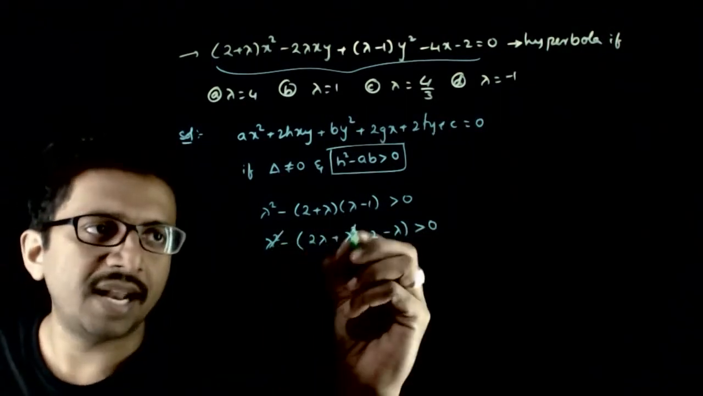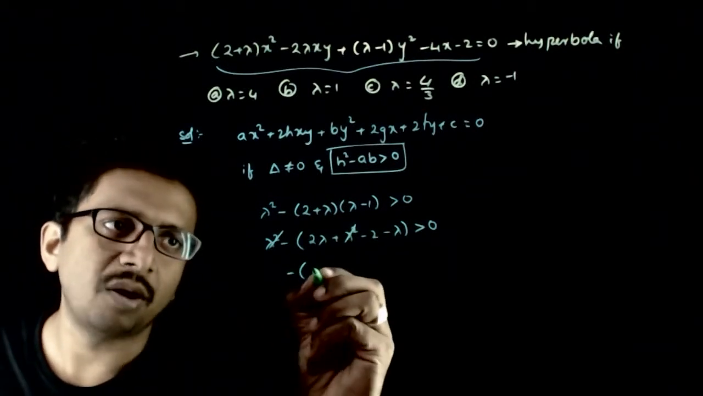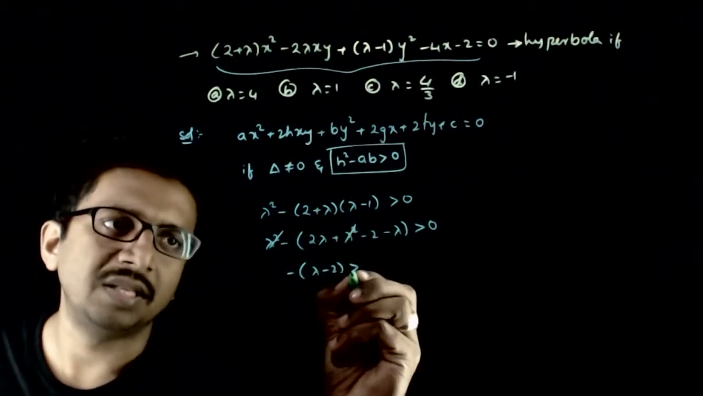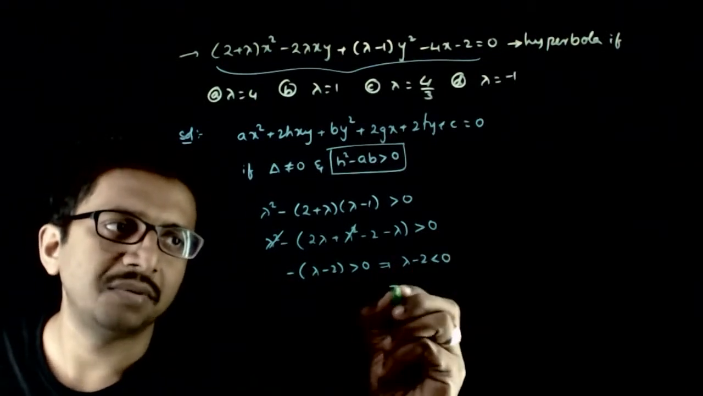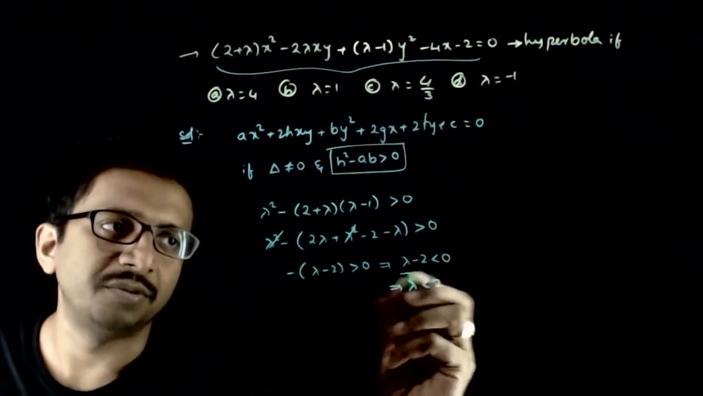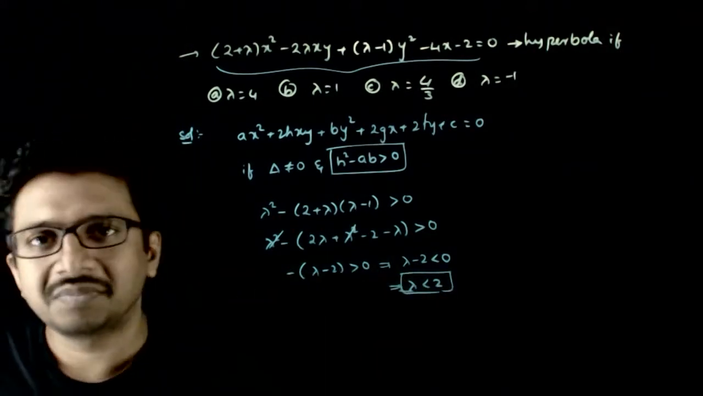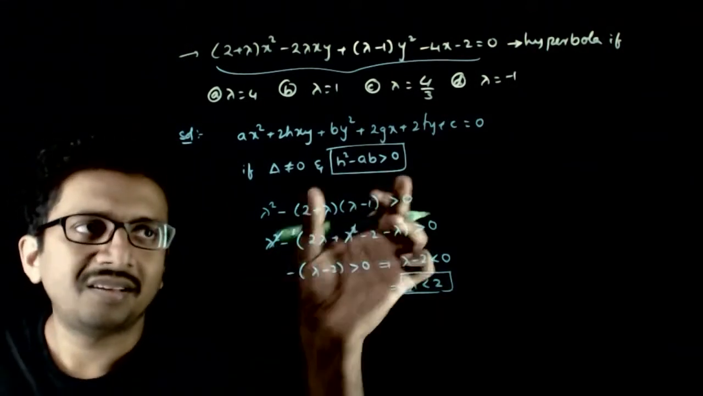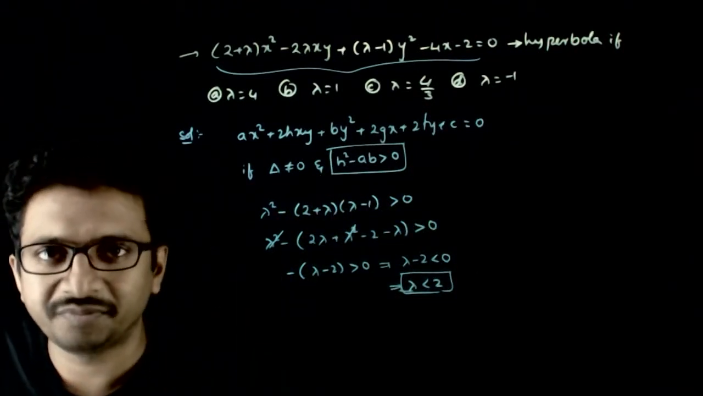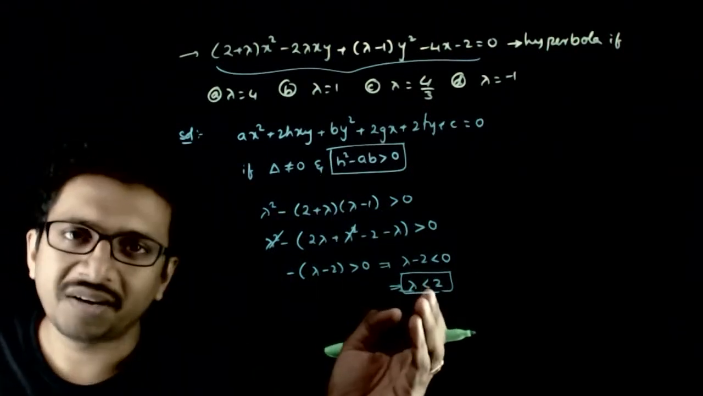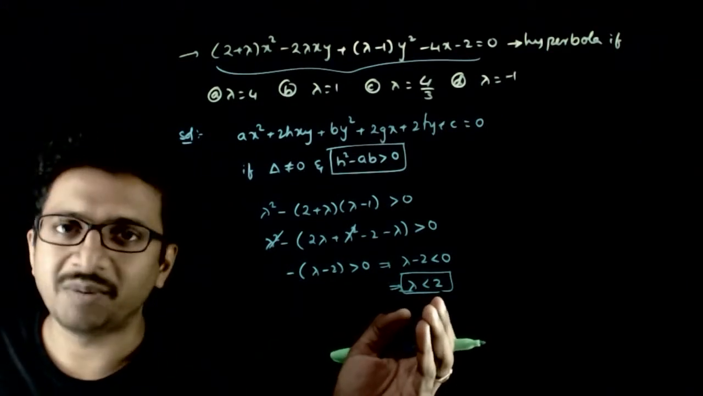So lambda square and lambda square get cancelled. So minus of lambda minus 2 is greater than 0. This means lambda minus 2 is less than 0. That means lambda is less than 2. So for h square minus ab to be greater than 0, lambda has to be less than 2. So whatever number is less than 2, all those numbers are valid.